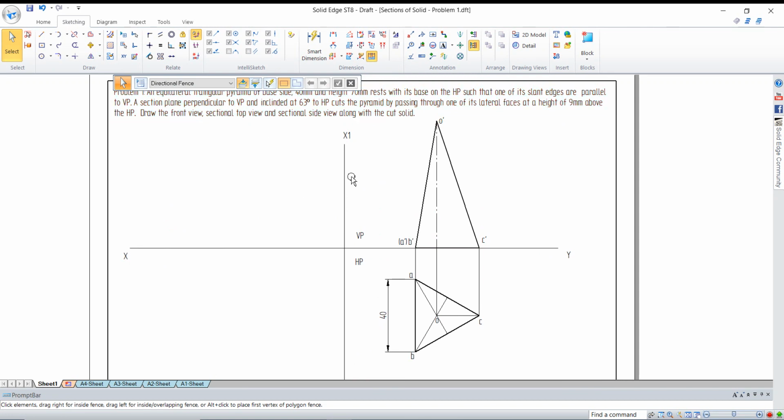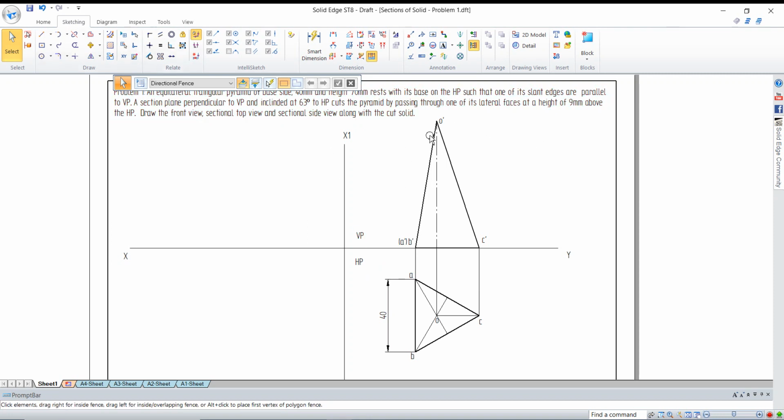It is given a section plane perpendicular to VP. So this is the VP. The section plane is perpendicular to VP, which means it is parallel to HP. Our line is visible in the VP, whereas the plane is visible in the HP, and inclined at 60 degrees to the HP, and it cuts the pyramid.